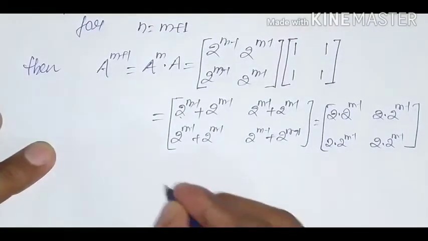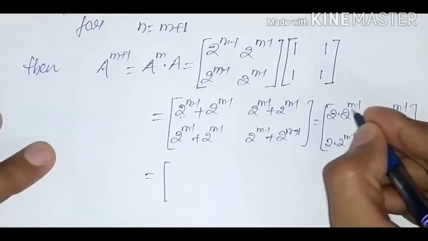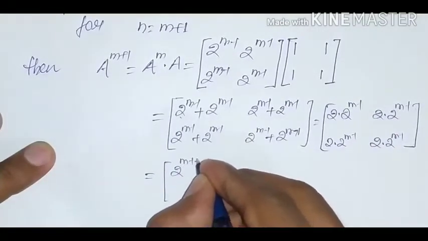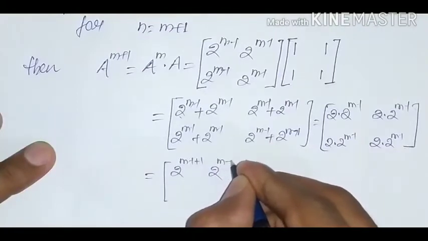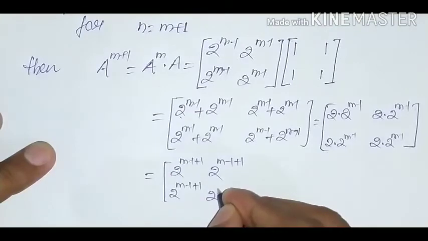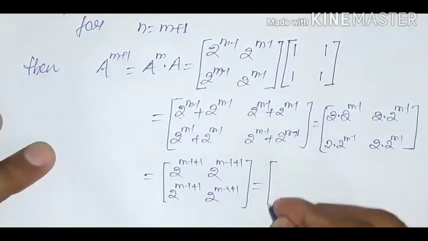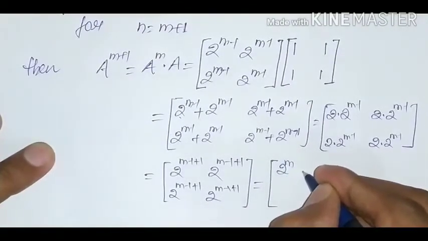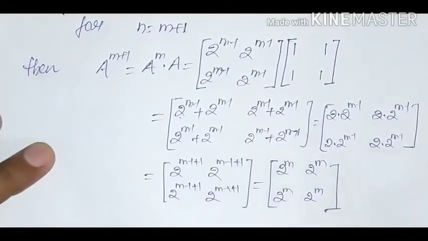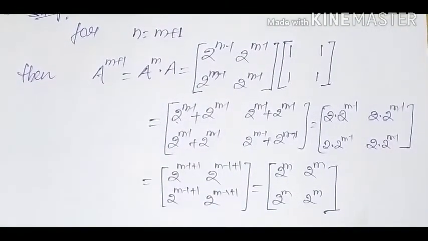Now 2 to the power 1 into 2 to the power m minus 1 is 2 to the power m minus 1 plus 1, in every entry. This equals 2 to the power m in every entry. It shows that the result is true for n equals m plus 1.